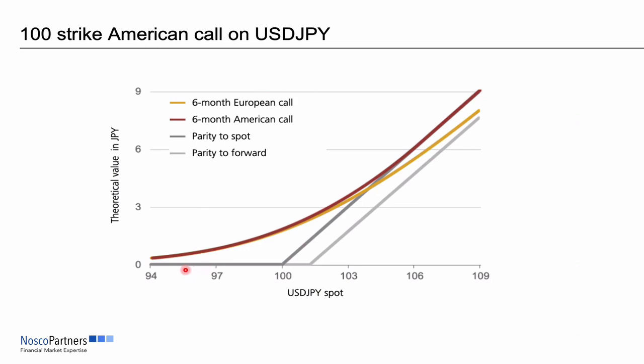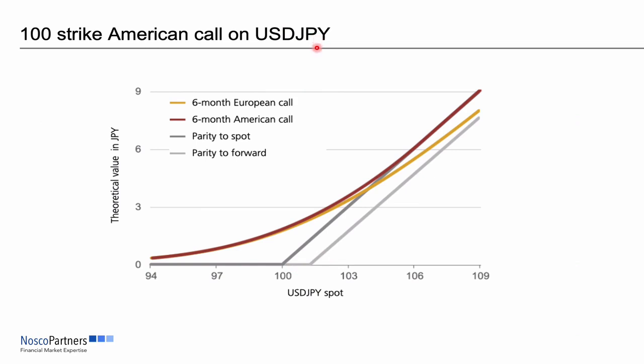So here the gray kinked line, that's parity to spot. You see it kinks at 100, that must be parity to spot. And then the light gray line is parity to forward. Now, in most of the examples we had, the parity value line, so the zero volatility line of the European option, if you want, was on the left side. But you can see here we have US dollar yen.